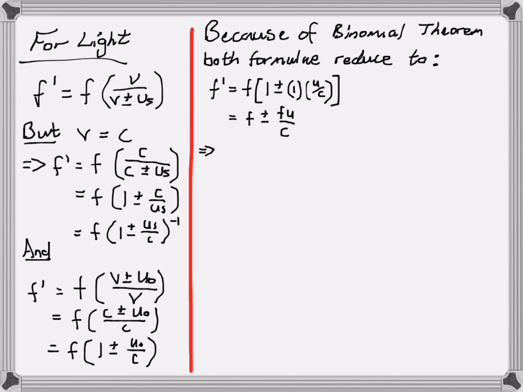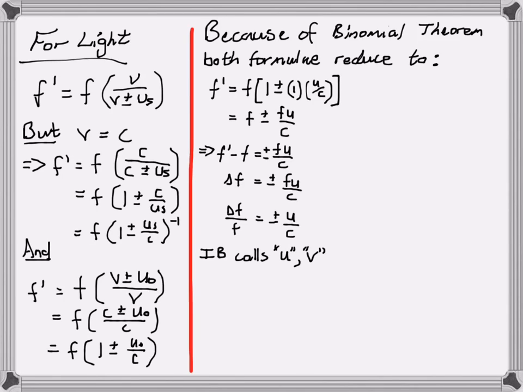And therefore, I can subtract f from both sides. So f' minus f is going to equal plus or minus fu/c. Now saying f' minus f is just really another way of saying delta f, the difference between f and f'. So that's going to equal plus or minus f times u/c. And then if I divide delta f by f, I get delta f divided by f is equal to plus or minus u/c.